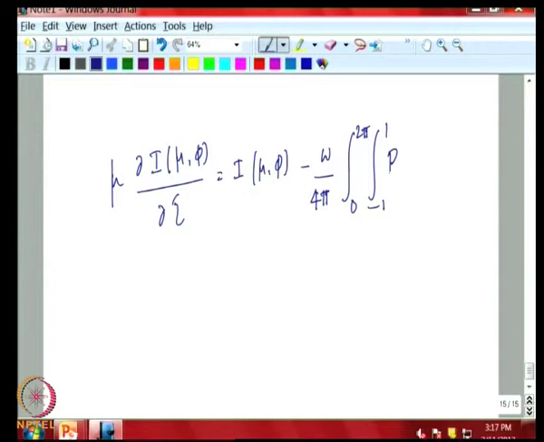This is a scattering phase function into the intensity. It depends on... so this is a general problem of scattering. We neglected the emission term in this analysis.